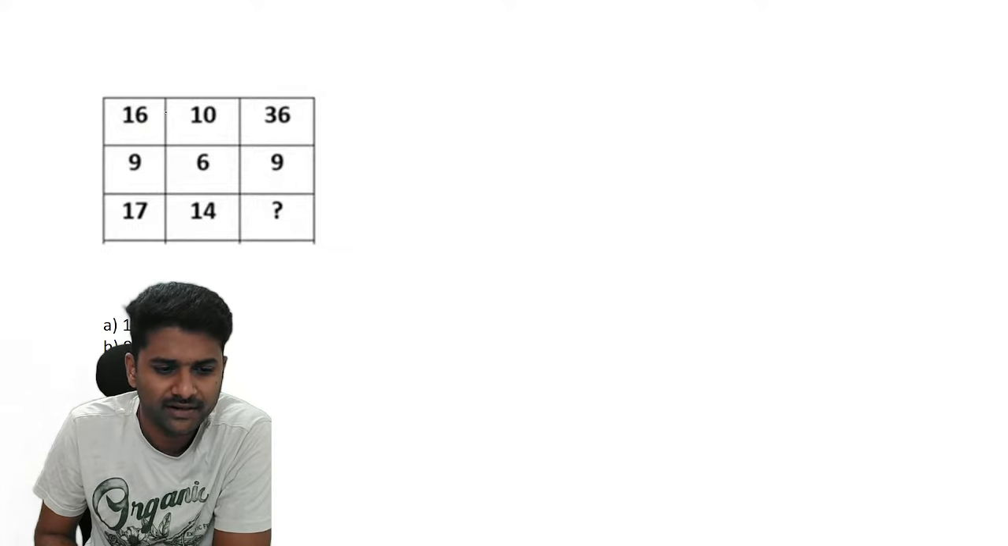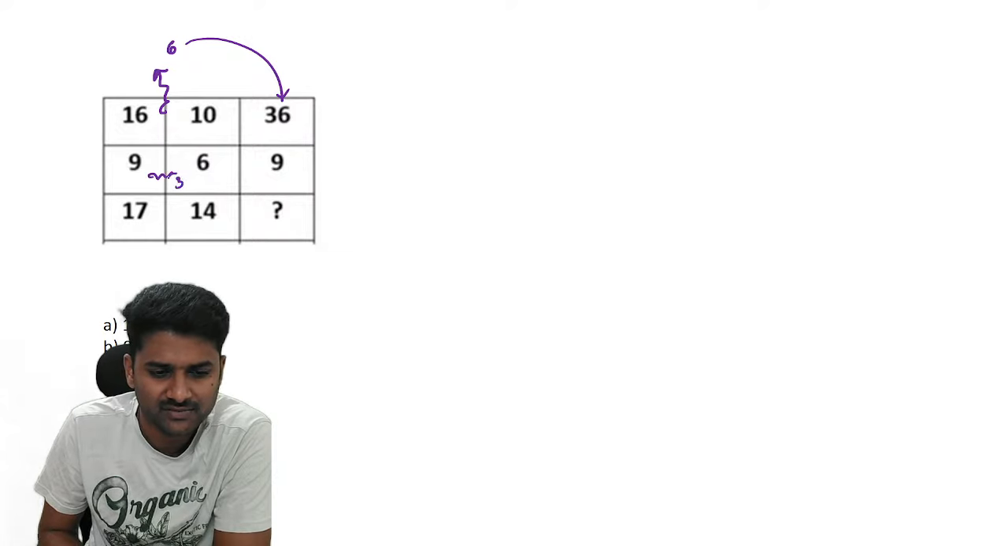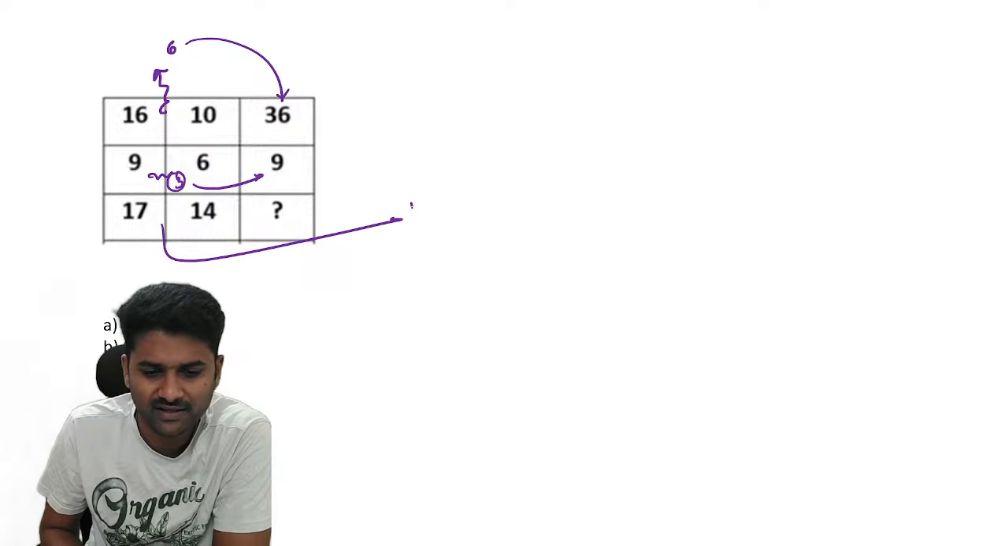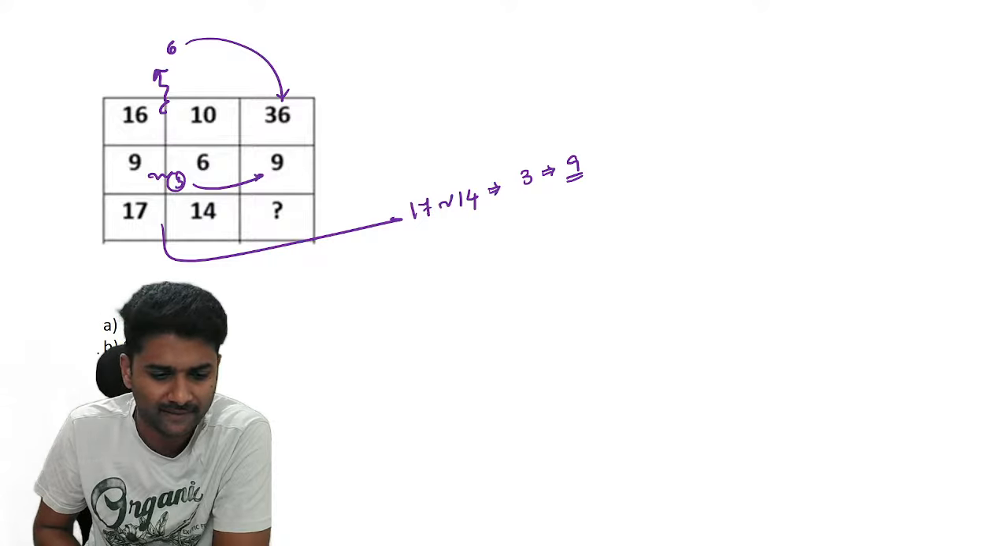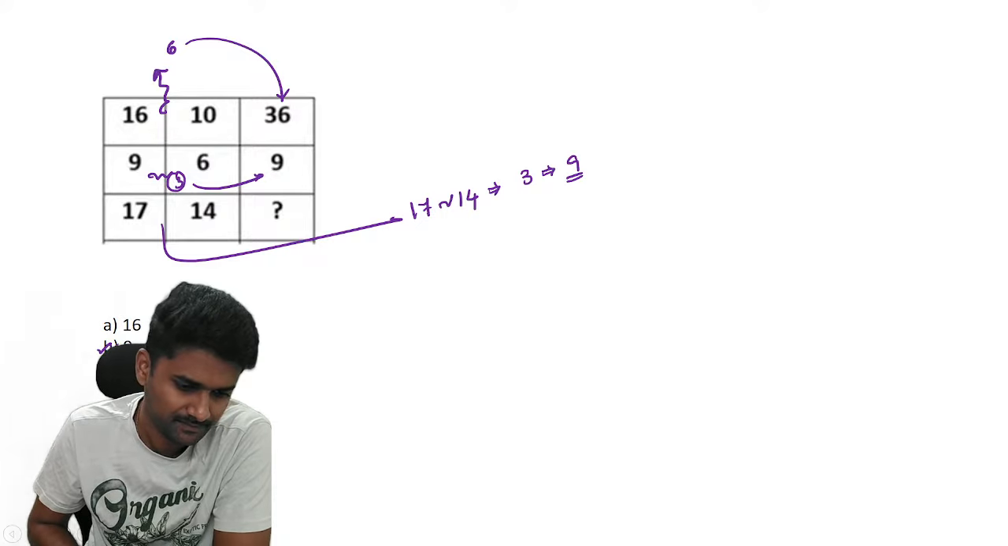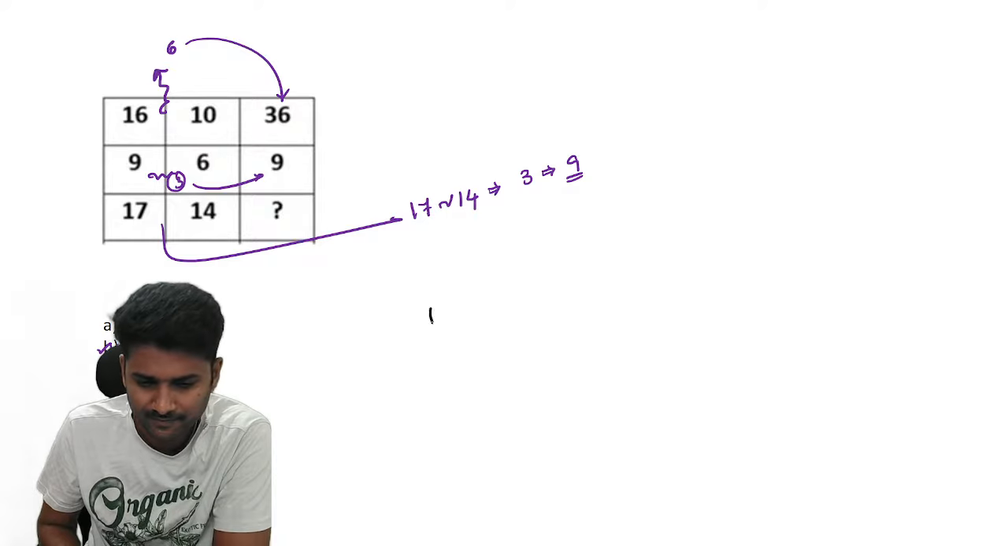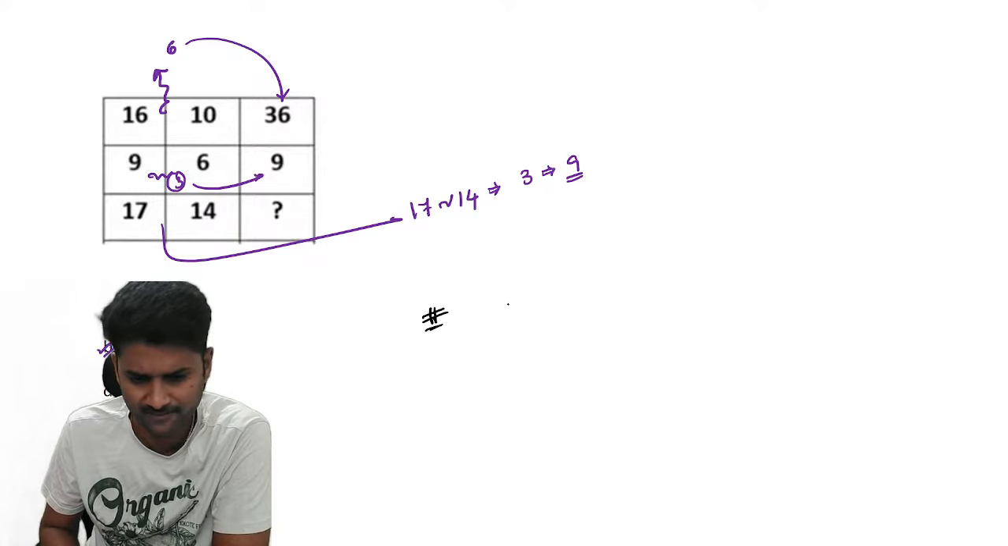Now you can see the difference between these two numbers is 6, and the square of this number is 36. And the difference between these numbers is 3, and 3 squared is 9. Finally, the difference between 17 and 14 is 3, and 3 squared is equal to 9. Okay guys, this is for you. Just try to solve this question and post your answer in the comment section.